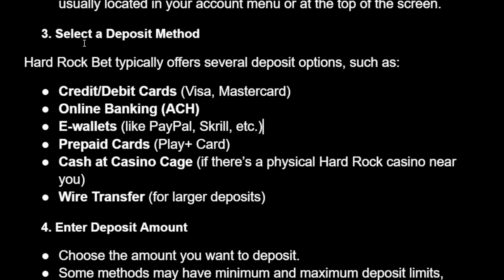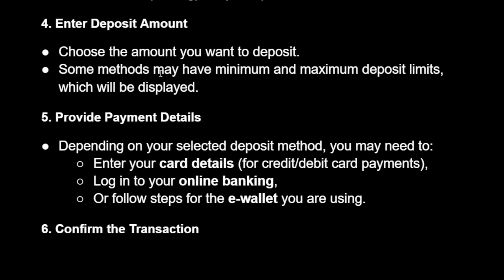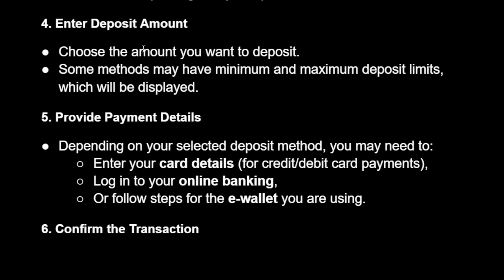The third step will be selecting a deposit method, so it offers various deposit methods such as credit or debit cards, online banking, e-wallets, prepaid cards, cash at casino page, or wire transfers if we're doing larger deposits. The fourth step will be entering the deposit amount, so we just gotta type the amount that we want to deposit. And the fifth step will be providing our payment details.